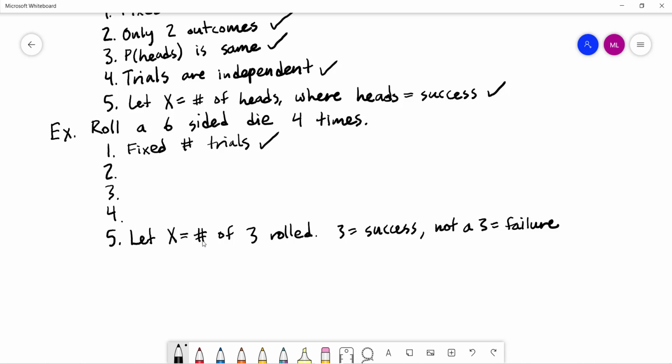I could have picked, let x be the number of evens that get rolled, or let x be the number of 1s or 2s that get rolled, and anything that is a 1 or 2 would be a success, and anything that's not a 1 or 2 would be a failure, right? So as long as we find a way to group the outcomes, even though there's naturally 6, into the ones that we're interested in and everything else, then we can characterize those 2 groups as successes versus failures and treat it as though there are only 2 outcomes. So indeed, there are only 2 outcomes, if we frame this right: success and failure.